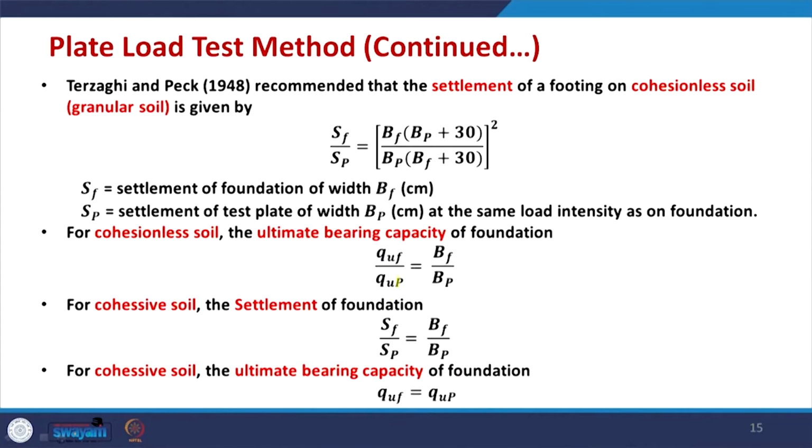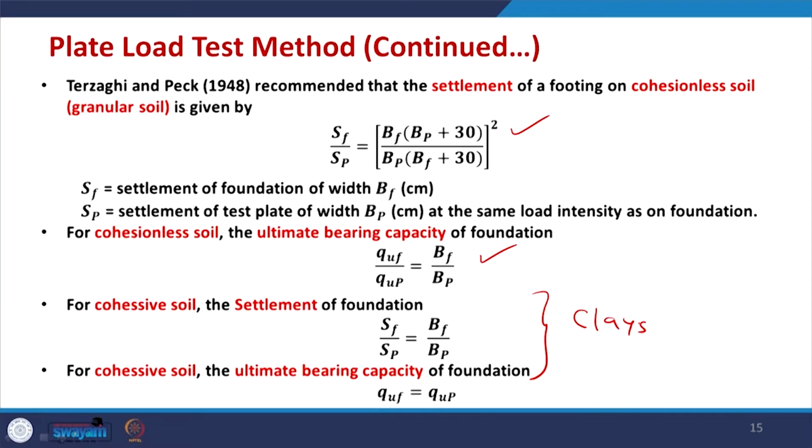And here the ratio of ultimate bearing capacity of footing to ultimate bearing capacity of plate is the same as the ratio of width of footing divided by width of the plate. So, this is given by this relation. These two relations, this relation and this relation, are for granular soils. Now, these two are for clays.